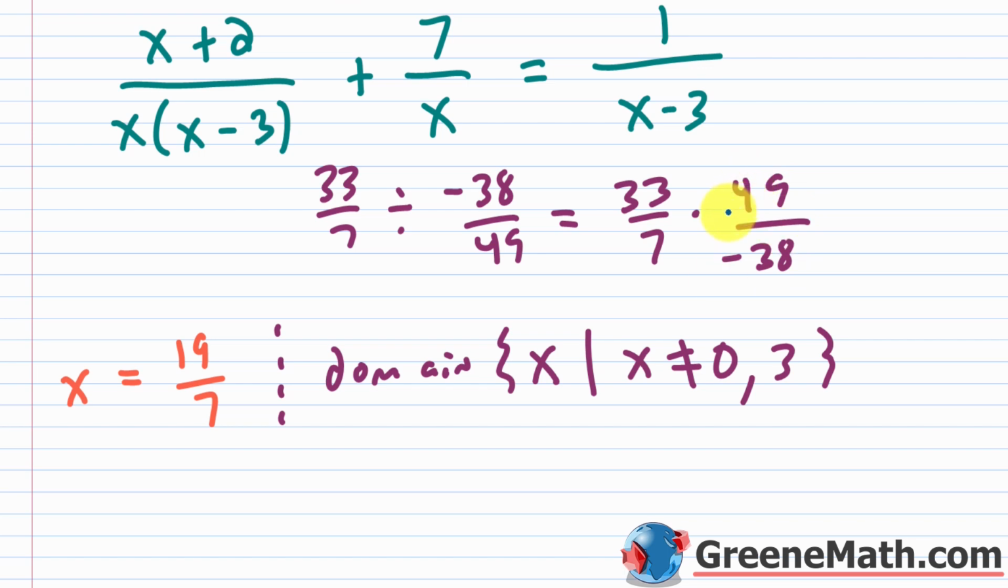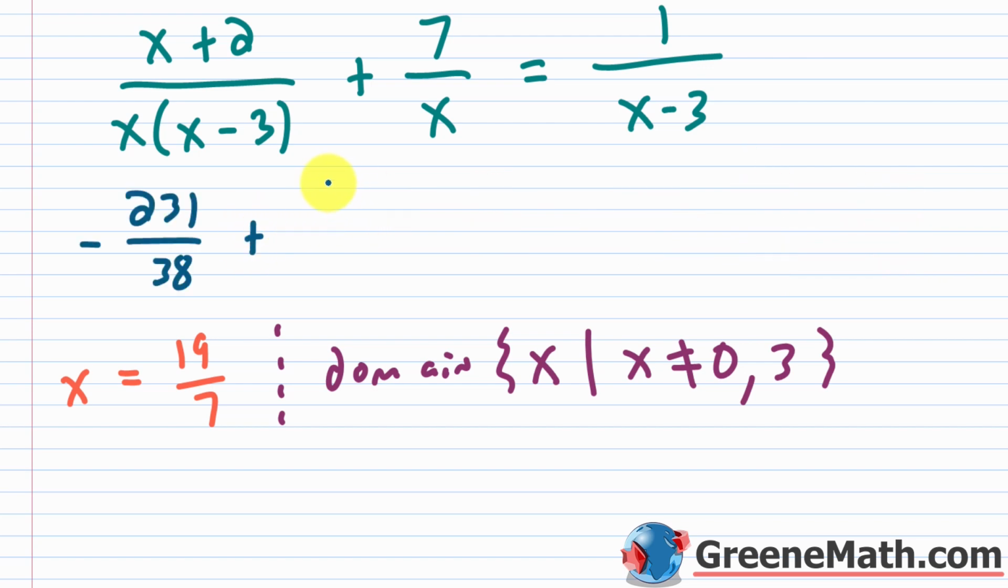So then I'm going to cancel this with this and say this is a 7. And that's basically all I can do. So I would say 33 times 7 is 231, and this is over basically 1 times negative 38, which is negative 38. Okay, let's erase all this.